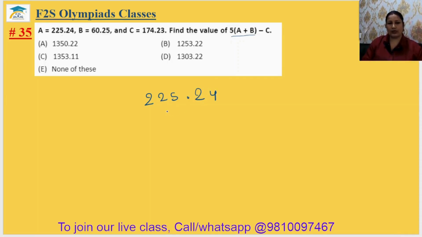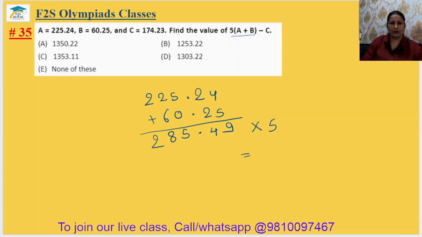225.24 multiply by 60.25. When you add it, it will be 94582. Now multiply it with 5. When you multiply it with 5, it is your 285.49 multiply by 5, 1427.45.